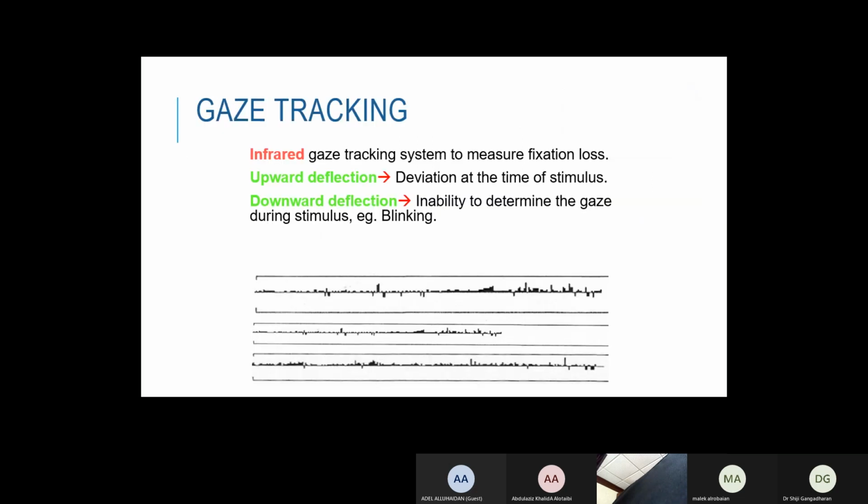Gaze tracking, we can find it at the bottom of the sheet. It uses an infrared gaze tracking system. If the graph has an upward deflection, that means deviation at the time of stimulus, which means eye movement. A downward deflection is inability to determine the gaze during the stimulus, for example, blinking.